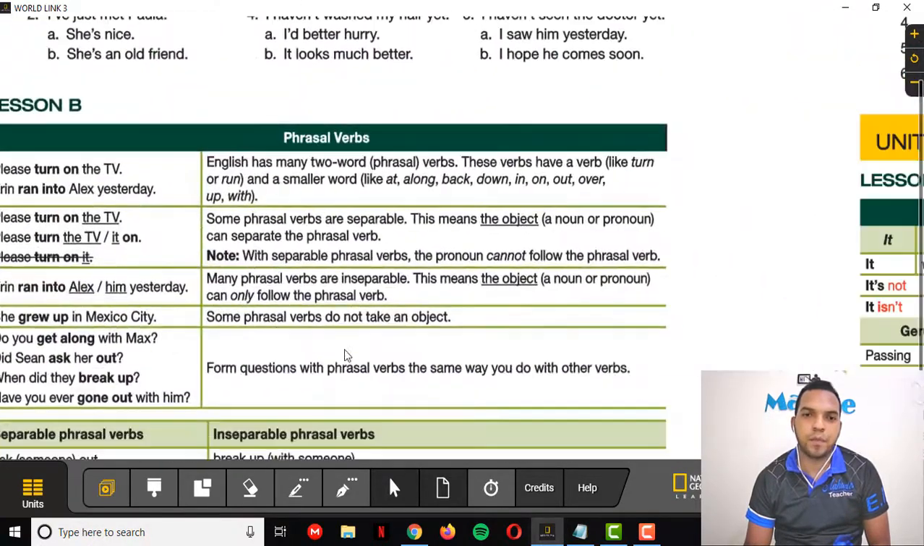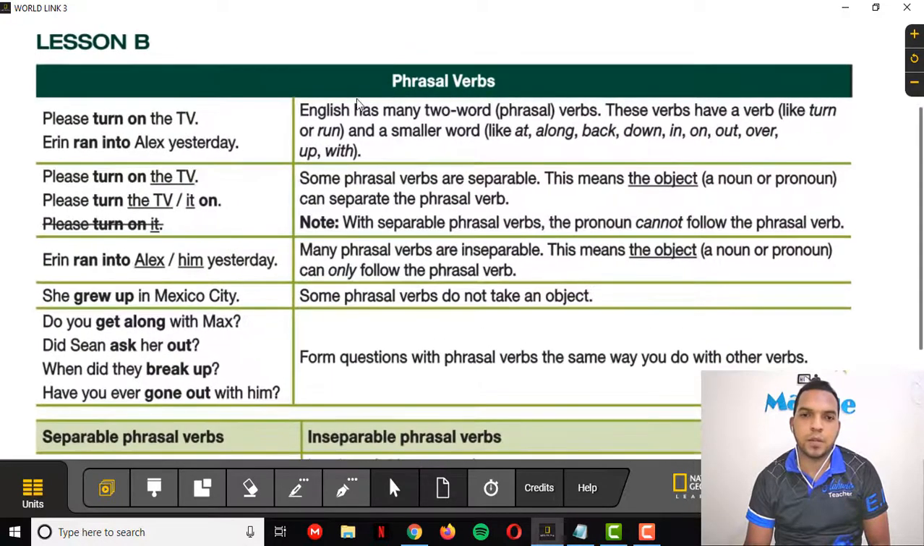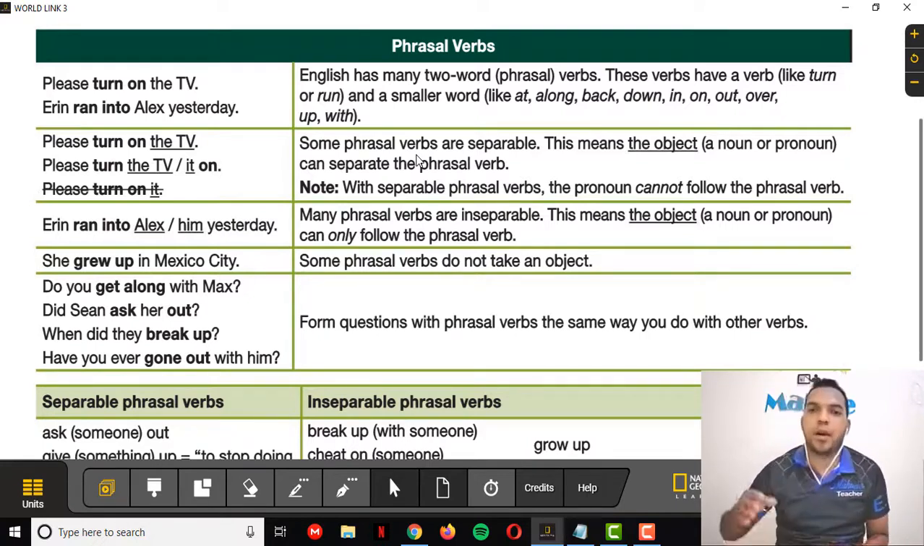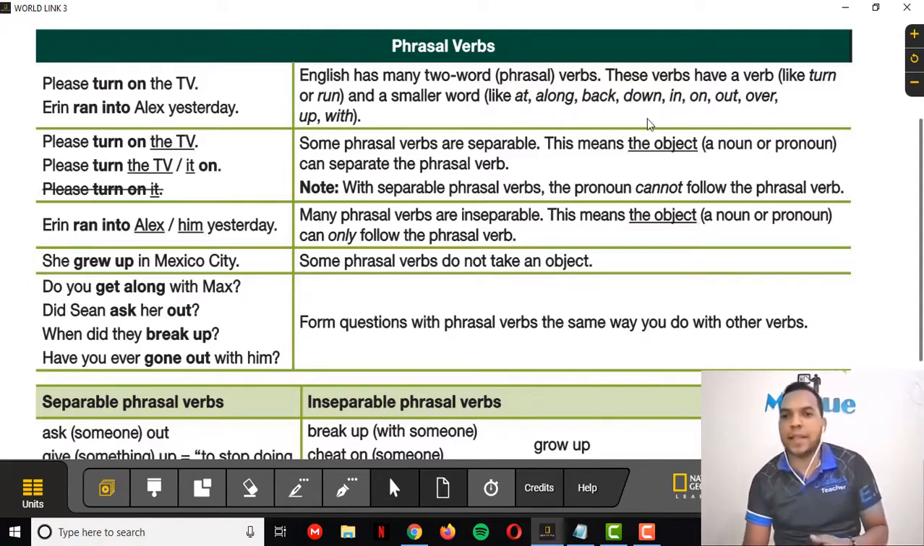As you can see, I'm going to start explaining this part. So English has, as they say, two words, as I was explaining before: a verb plus a preposition like along, at, back, down, in, on, etc. Please turn on the TV. Erin ran into Alex yesterday. This part here, as you see, can be separable. Turn the TV on.